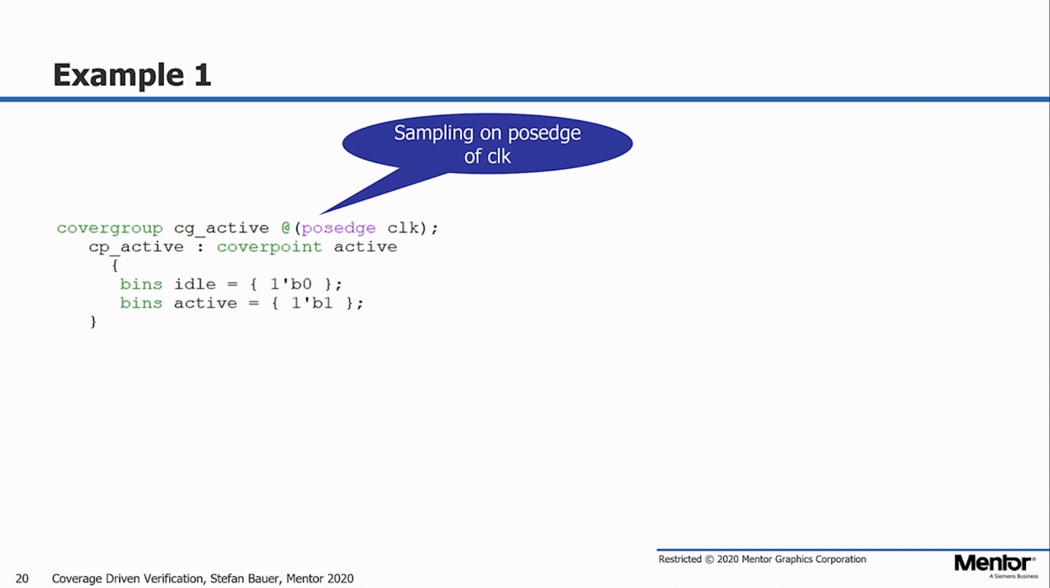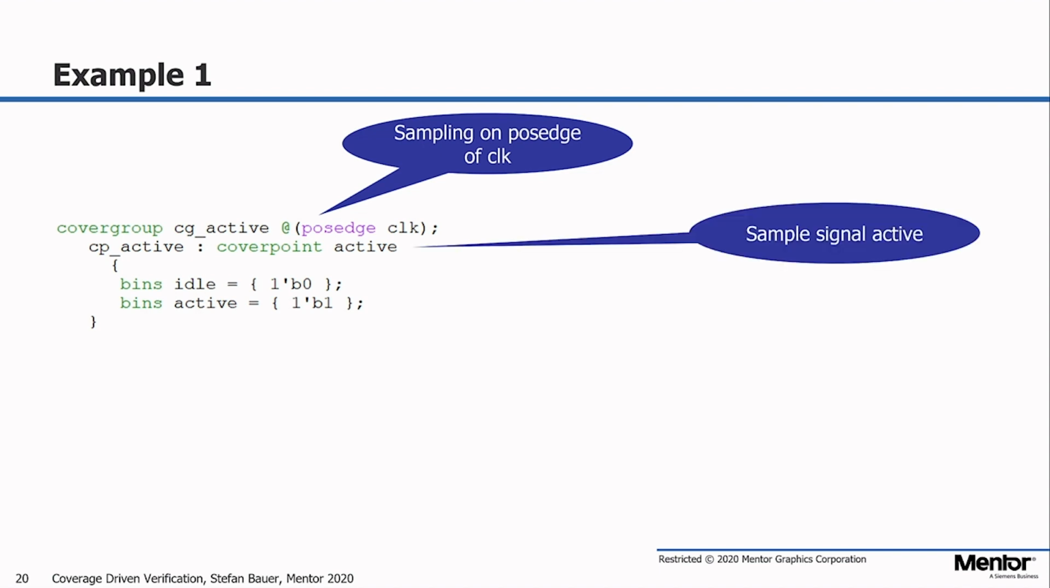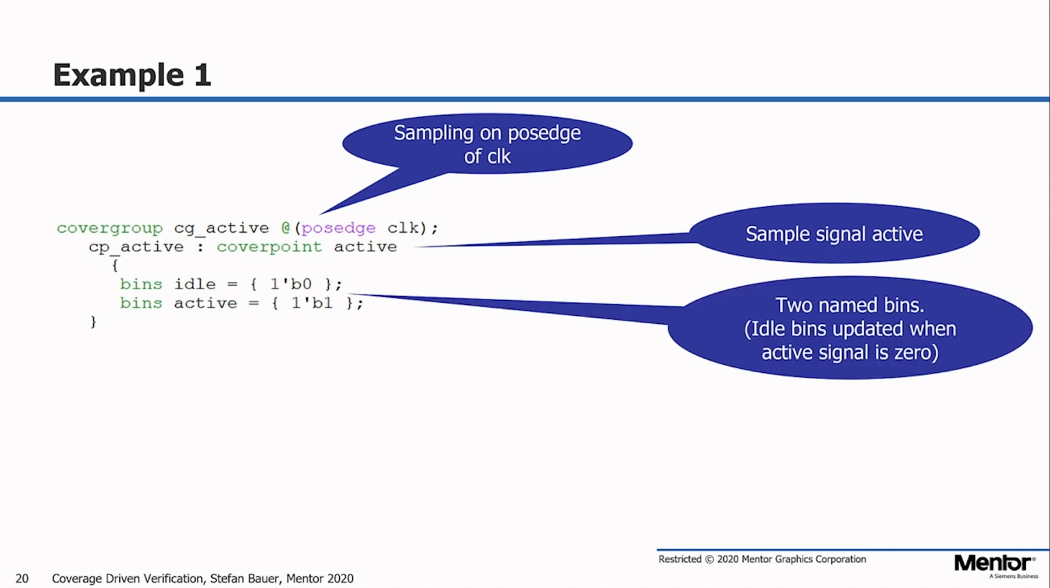The cover group contains, in my example here, a cover point. And I want to cover the signal active. Active is a standard logic, so we can have the values 0 and 1. And that is why I have added two bins, one for idle and one for active. And I also name them idle and active. So now, if the active signal is 0, the idle bin will be updated. If the active signal is 1, the active bin will be updated.